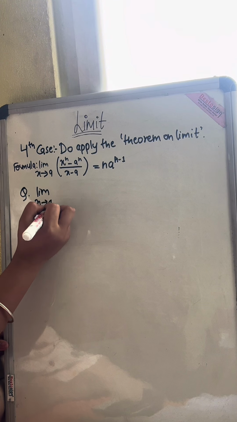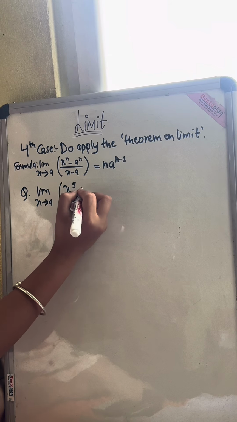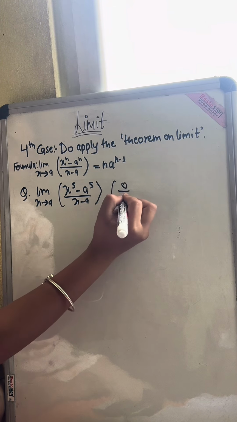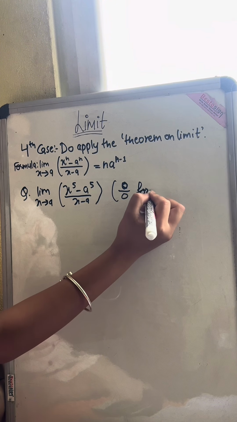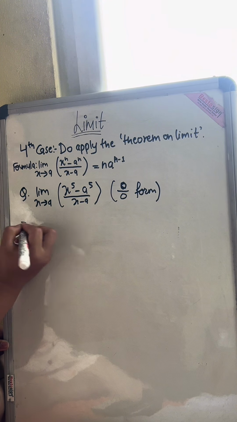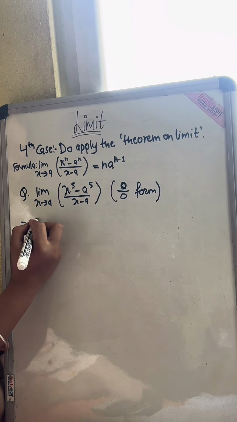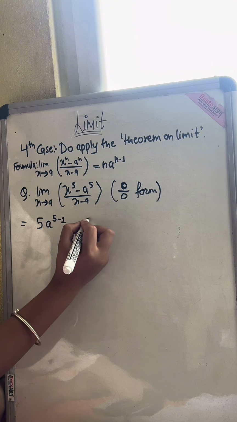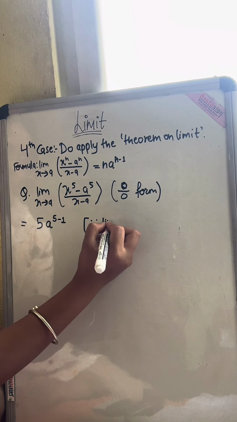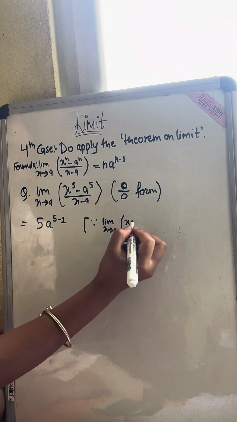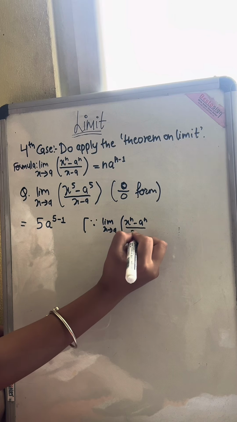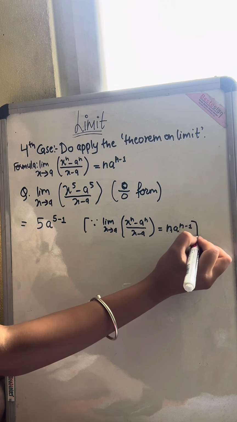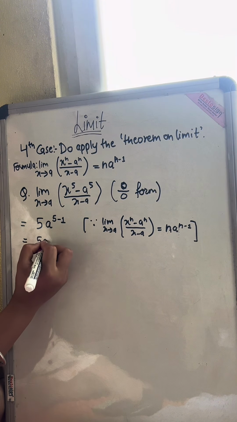Now let's do the sample question related to the fourth case, which is limit x tends to a x to the power 5 minus a to the power 5 upon x minus a, which is in the 0 upon 0 form. Now putting the formula, and the answer is 5a to the power 4.